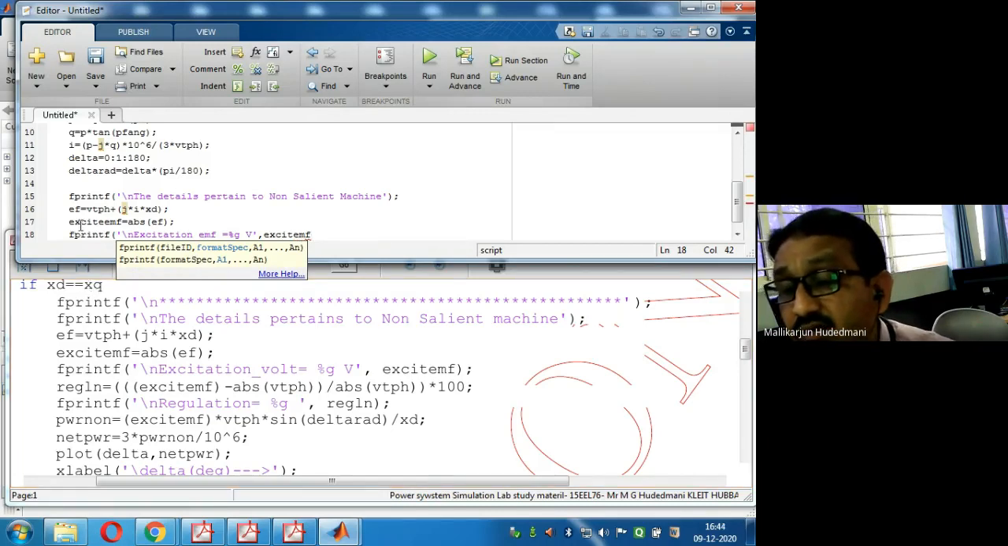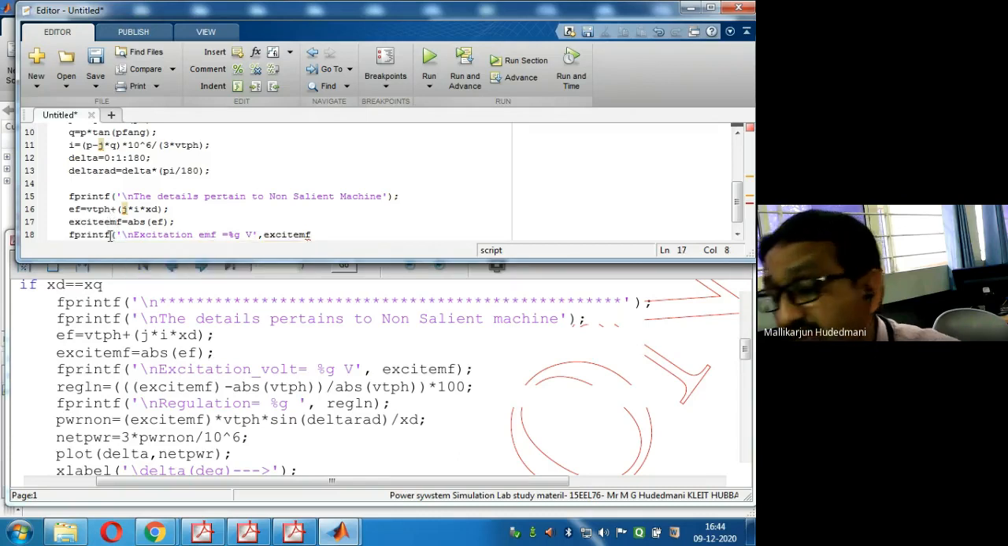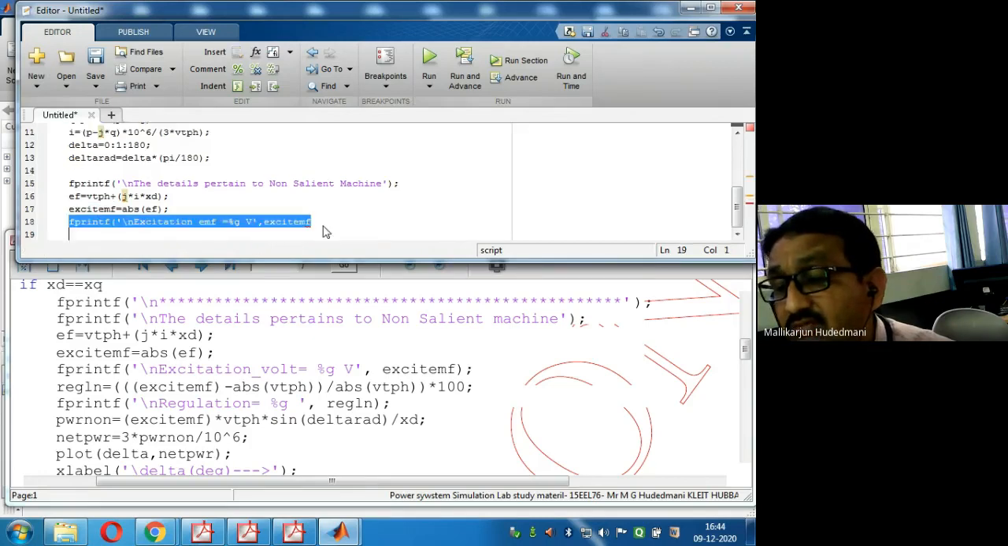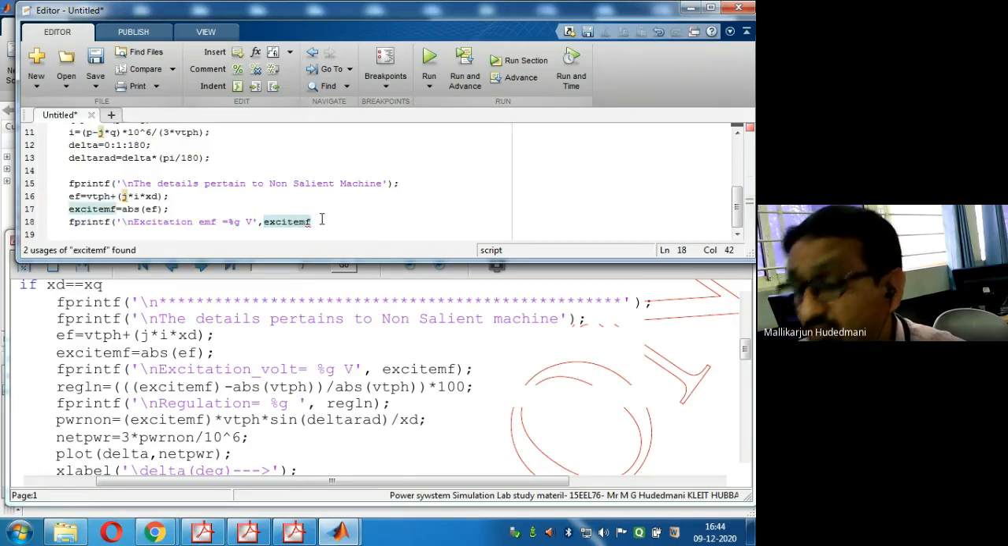Here I typed excite EMF with one E extra. I remove it: excite EMF, excite EMF. Now it's matching. So I should be very careful about my assignment. Next line.